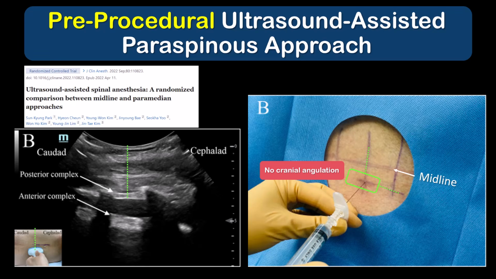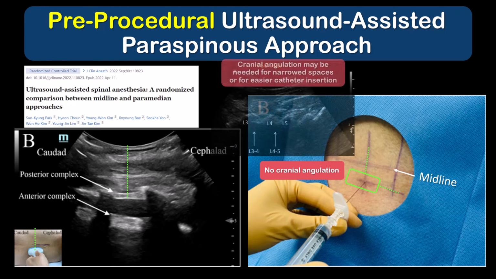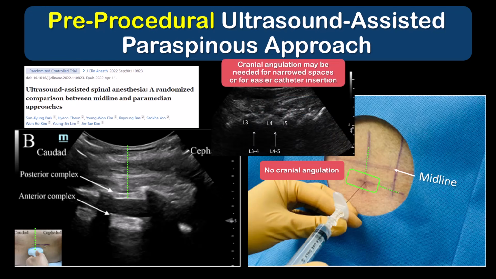And this is fine when the space is large, but when the space is narrowed, you may find that the needle tip gets caught up on the lip of the lamina. Remember too that epidural catheters will feed more easily if the needle is angled cranially, so this may not be an ideal approach for lumbar epidurals.